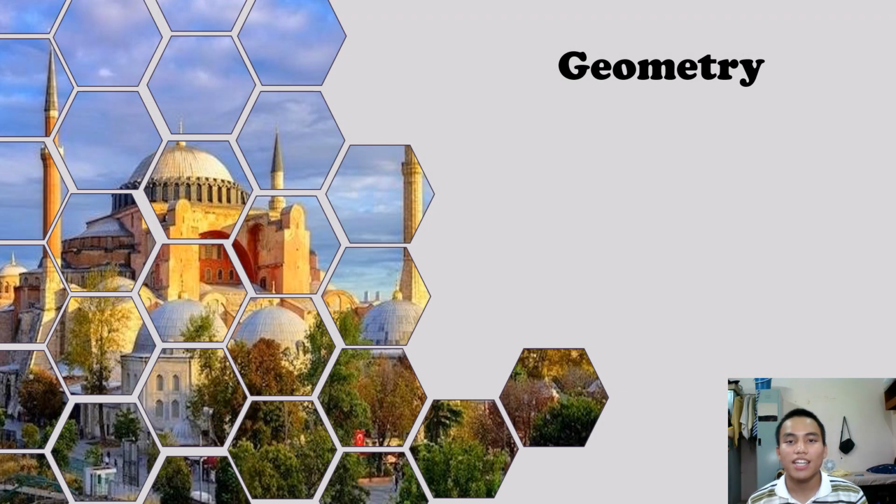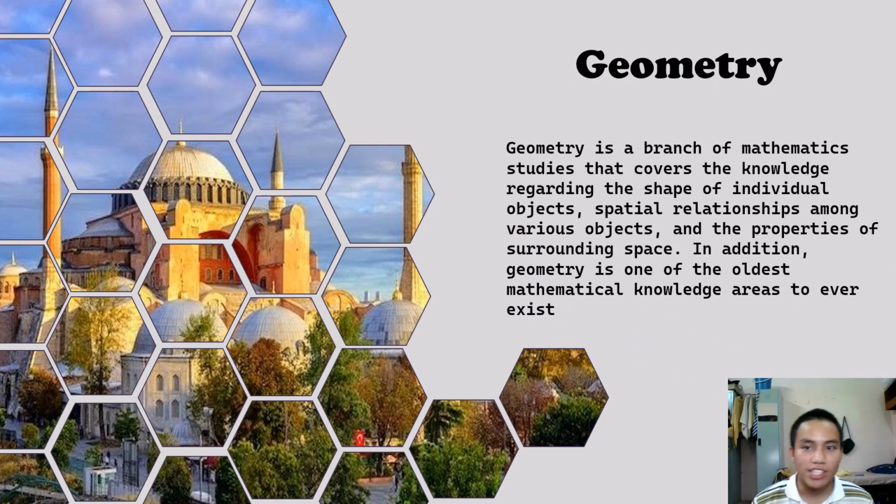Okay, so let's start with the introduction for geometry. What is geometry? Geometry is a branch of mathematics that covers the knowledge regarding the shape of individual objects, spatial relationships among various objects, and the properties of surrounding space. In addition, geometry is one of the oldest mathematical knowledge to ever exist.